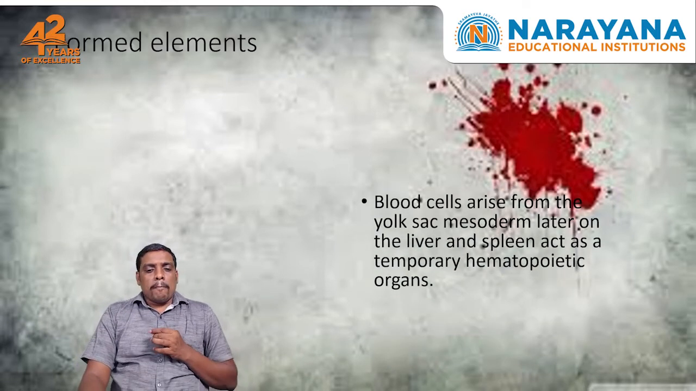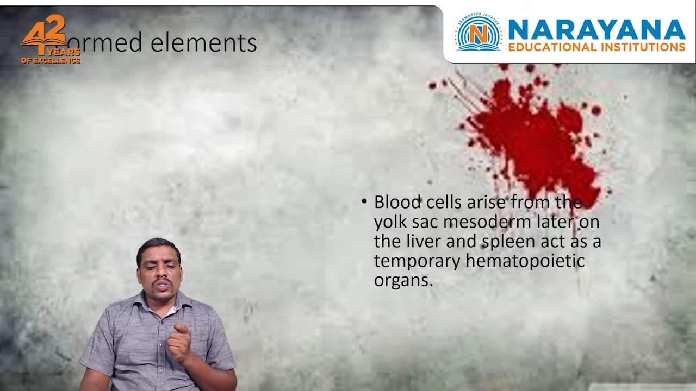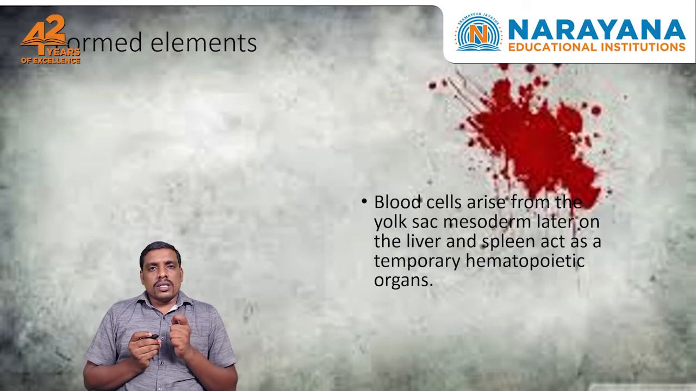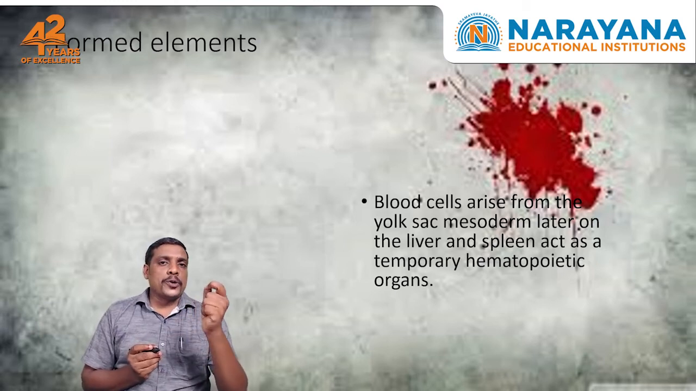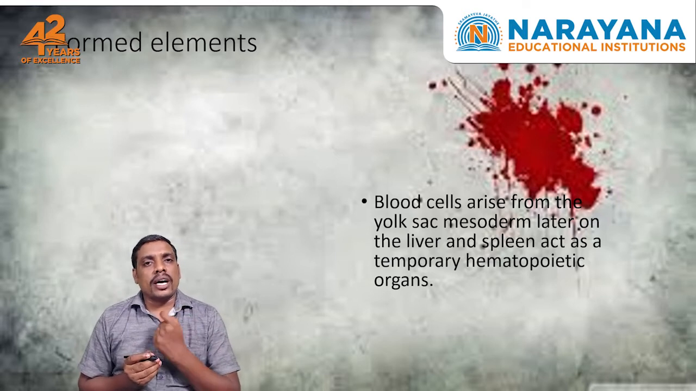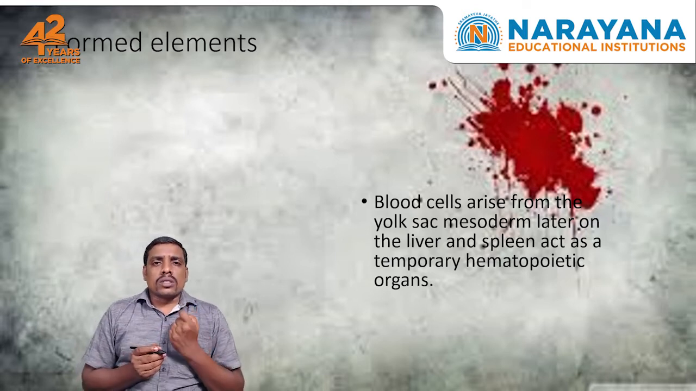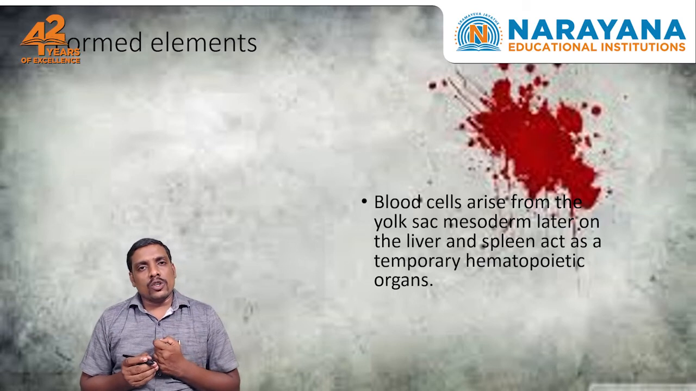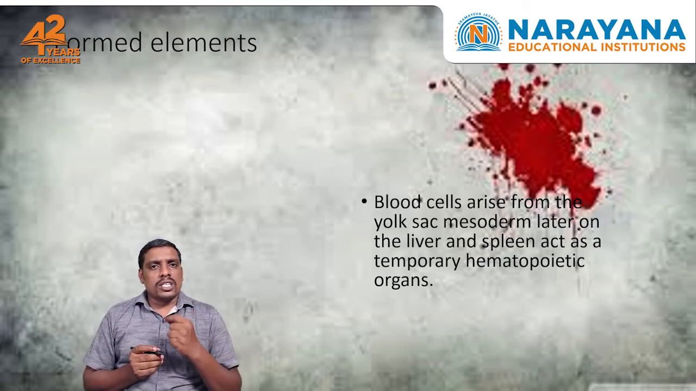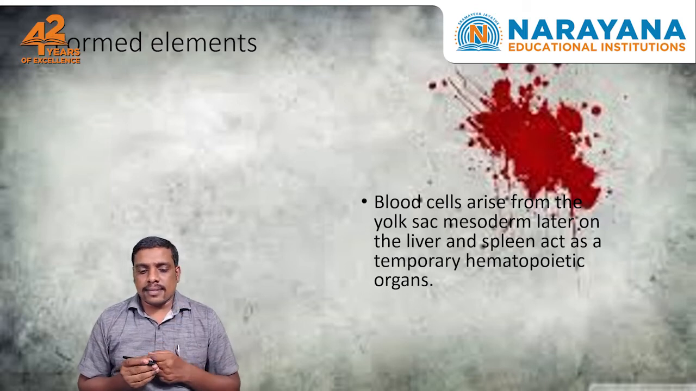Now, blood cells arise from the yolk sac mesoderm. What is mesoderm? Mesoderm is one of the embryonic layers. As you know, during embryonic development, the embryo contains three layers: an outer ectoderm, mesoderm, and inner endoderm. The mesoderm of the embryo generally forms these blood cells.